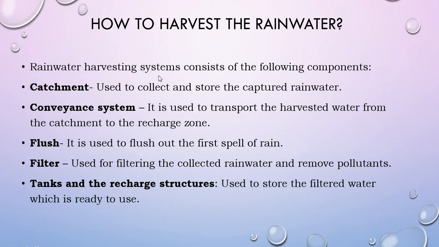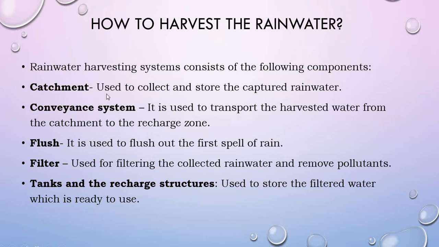The rainwater harvesting system consists of the following components. The first one is the catchment area, that is the rooftop. Others are the conveyance system, flush, filter, tanks, and the recharge structures. These are the different components of the rainwater harvesting system.